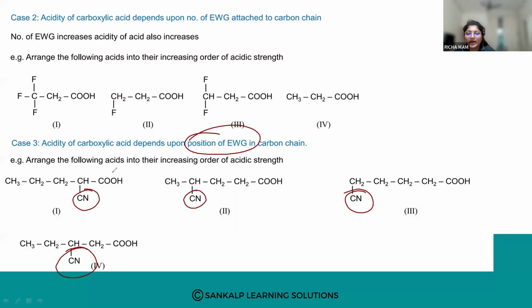Arrange the following acids into the increasing order of acidic strength. Here it depends on what I said: it depends on the position of the group, the position of the electron withdrawing group.